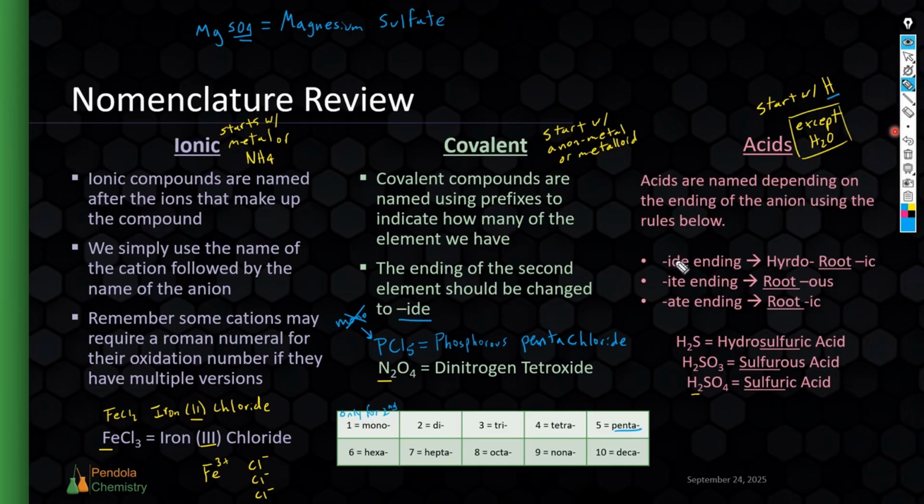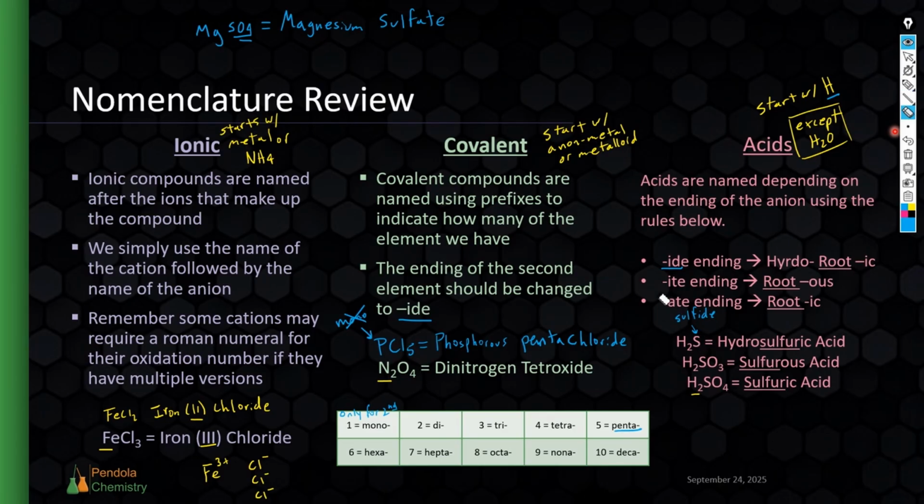anion. Now, if the anion ends in IDE, like the sulfide ion here, then we're going to grab the root of the ion's name and then change that IDE ending to "-ic" with a hydro prefix. So H2S, this sulfide ion, we have that root. We're going to change the ending to "-ic" acid, so sulfuric acid, and then we're going to add the hydro prefix, so hydrosulfuric acid, because the ion was sulfide.